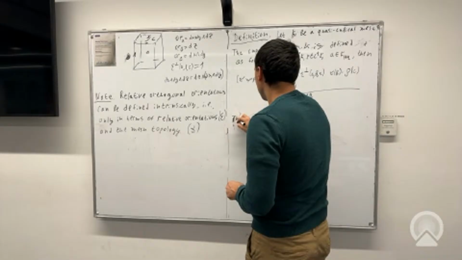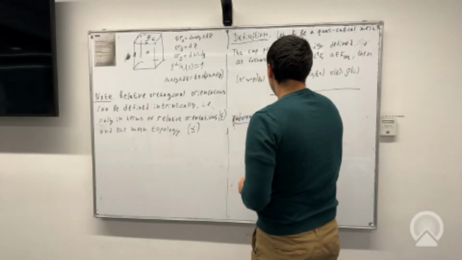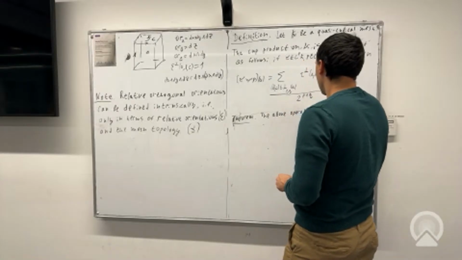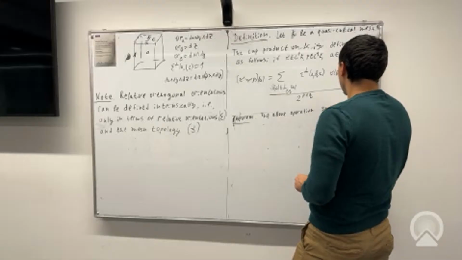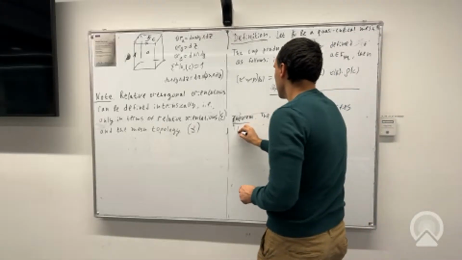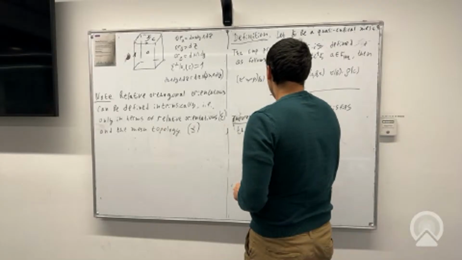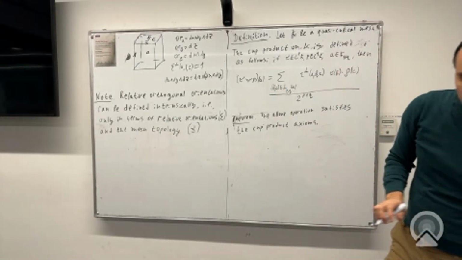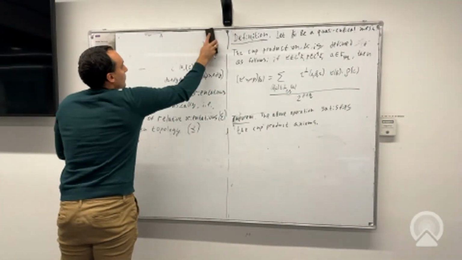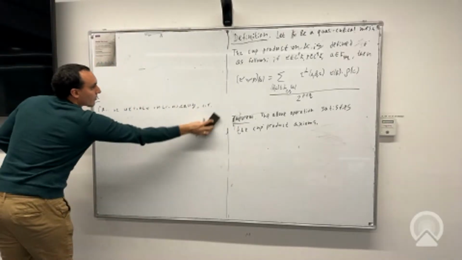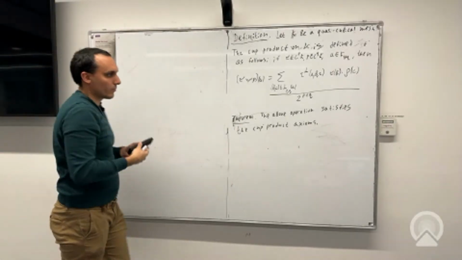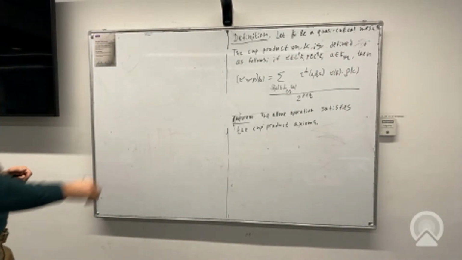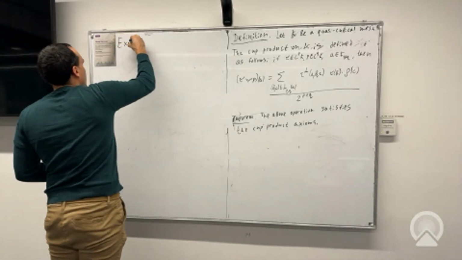And we have a theorem that the above operation satisfies the coproduct axioms. Okay. Now let's give an example.